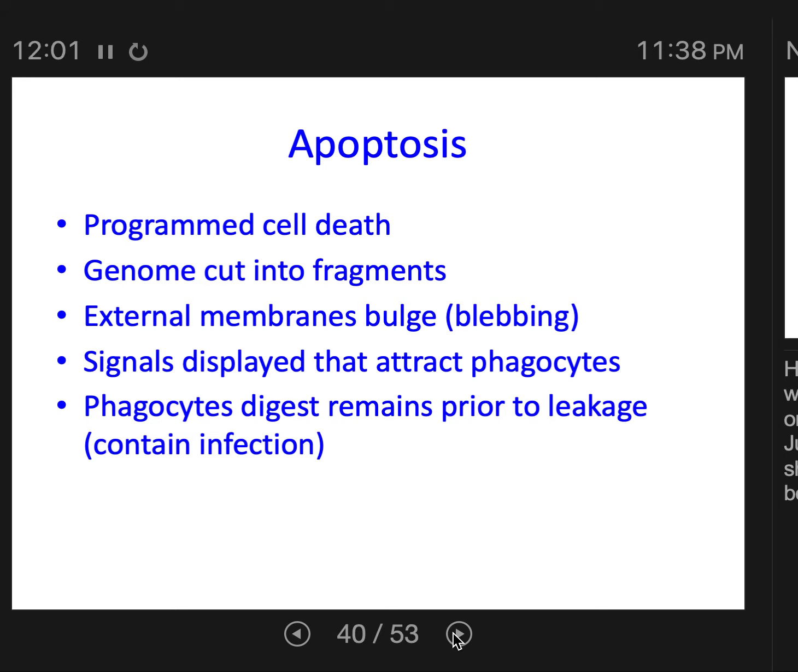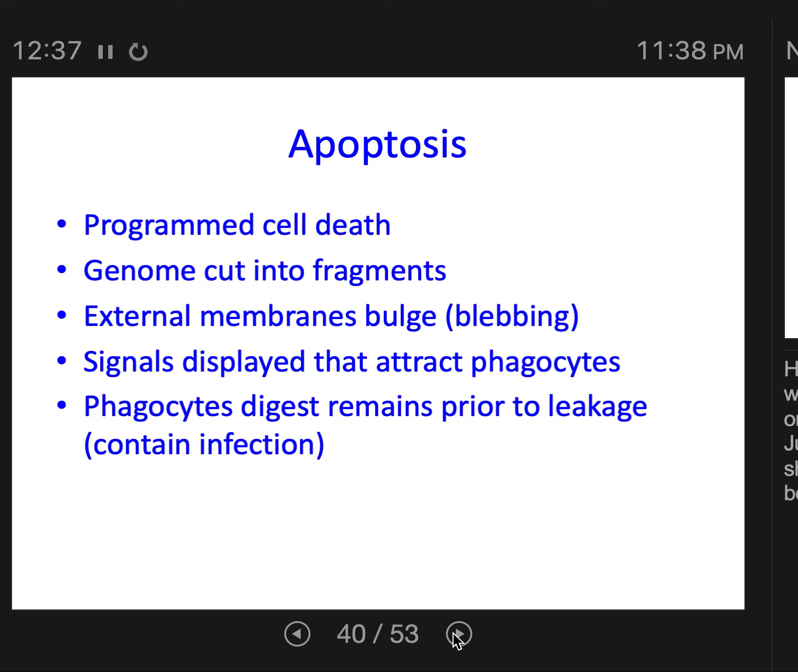So as the cell succumbs to apoptosis, it releases signals that will attract phagocytes that will come eat up the cell fragments and digest them and recycle that material, but also digest any pathogens that might have been inside that cell. So the phagocytes digest the remains prior to leakage. And that, again, is to contain infection. It can be to recycle materials, but it can also be to contain the infection. Apoptosis isn't something unique to infected cells. Healthy cells are also programmed to die at certain intervals.